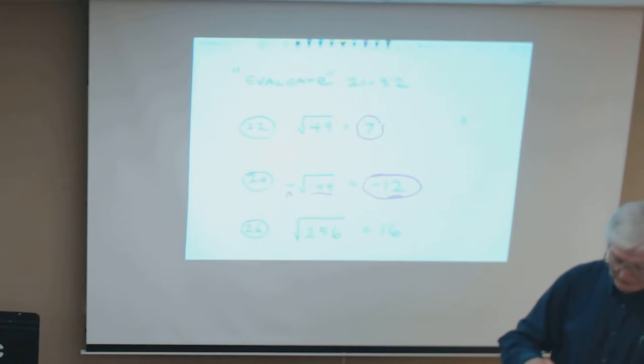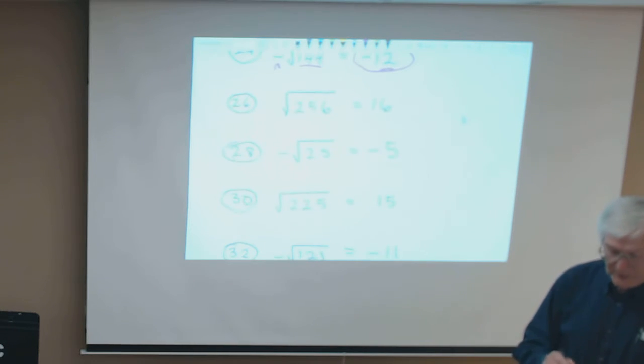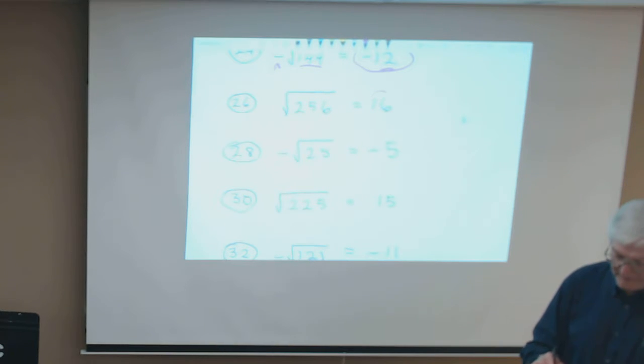What do you do with radical 256? You punch in 256, hit the square root sign, and you get 16. You understand how we're getting all these answers?